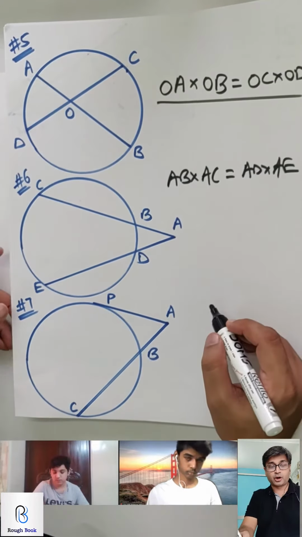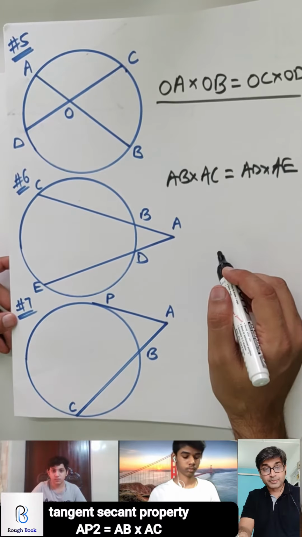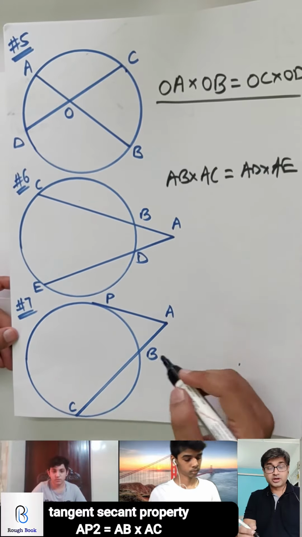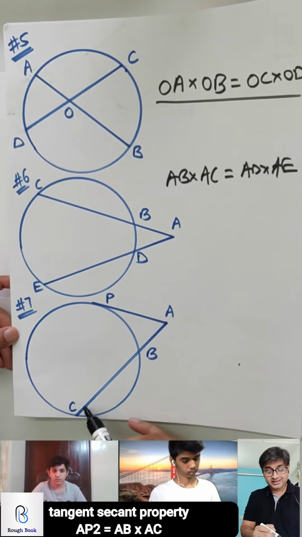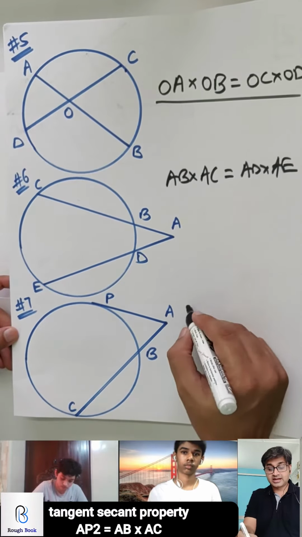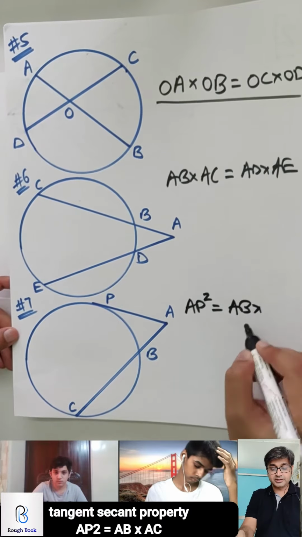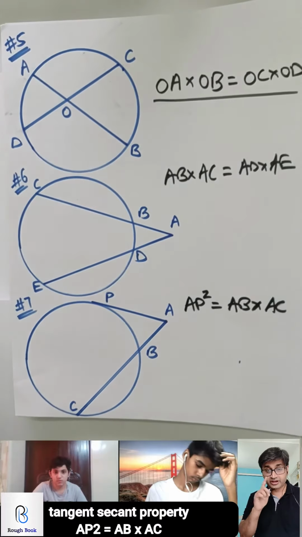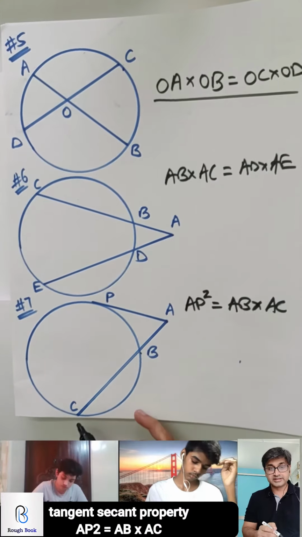And the last property, property number 7. The name is tangent secant property. The previous one was the tangent secant theorem. This one is the tangent secant property. You can see a tangent and a secant, but this time the secant and tangent are touching outside. In that case, the property says AP square is equal to AB into AC, not BC. Please take that very carefully. AP square is equal to AB into AC.